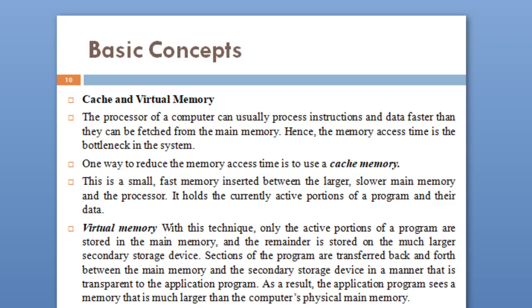Another important technique is virtual memory. In this technique, only the active portions of a program are stored in the main memory, and the remainder is stored on the much larger secondary storage device. Sections of the program are transferred back and forth between the main memory and the secondary storage device in a manner that is transparent to the application program. As a result, the application program sees a memory that is much larger than the computer's physical main memory.